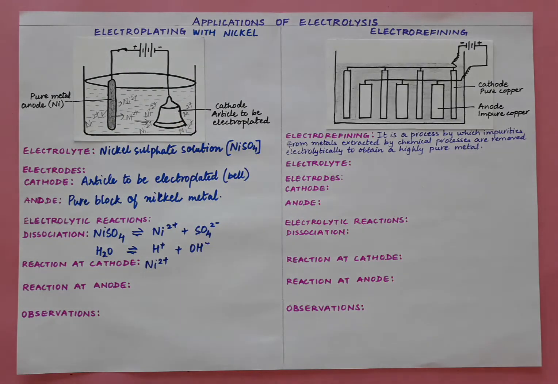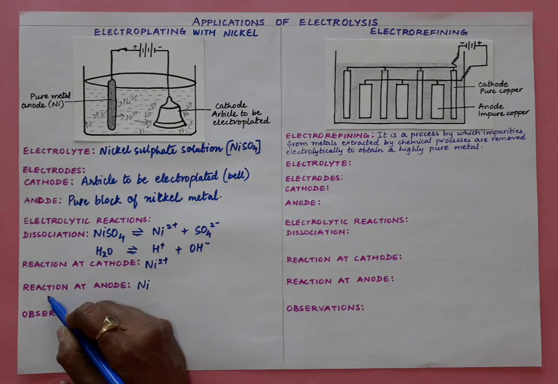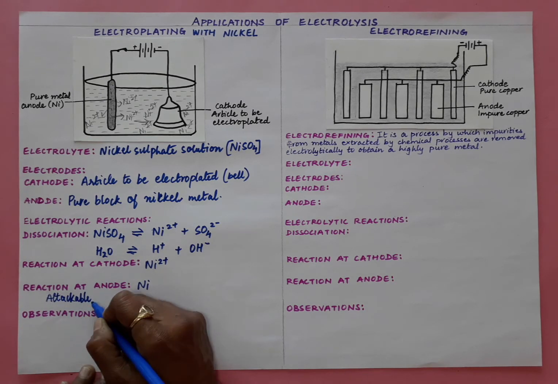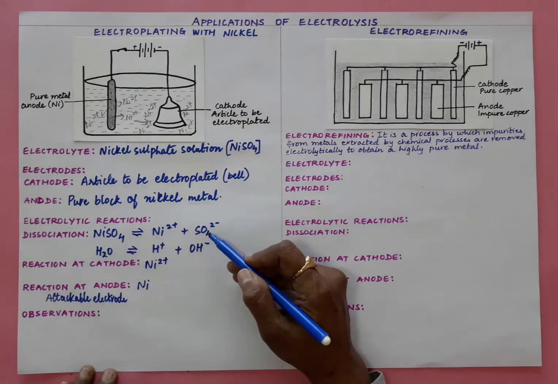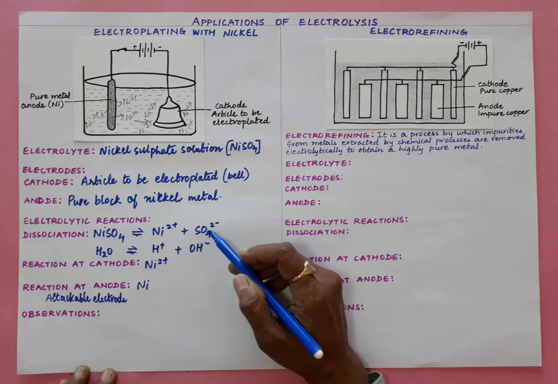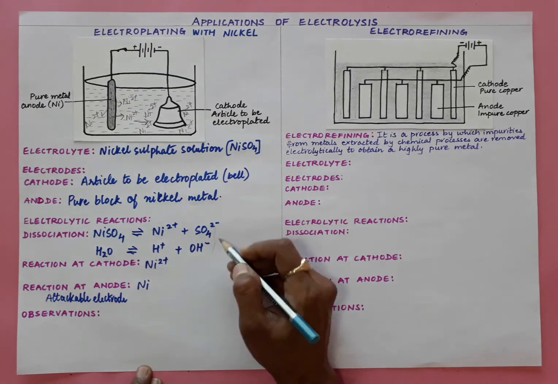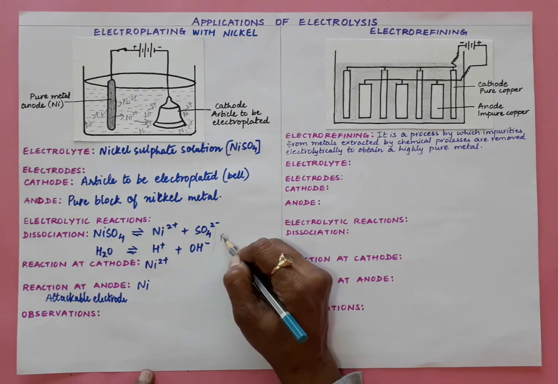So what is happening over here? The anode is made up of nickel and it is an active electrode, or we can say an attackable electrode. An attackable electrode means the electrode is taking part in the reaction. The anions will remain dormant. They would get oxidized, but what will get oxidized is nickel.